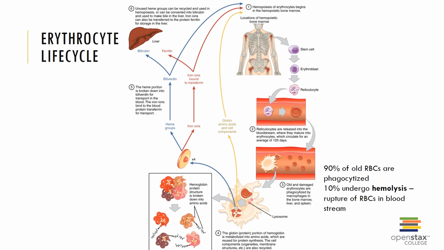Once phagocytized, the plasma membrane of the red blood cell ruptures, releasing the hemoglobin. The hemoglobin molecules are broken down into globin, which is the polypeptide chains that are further broken down into amino acids, and into a heme group, which is further broken down into iron that is stored in the liver, and the green pigment called biliverdin.